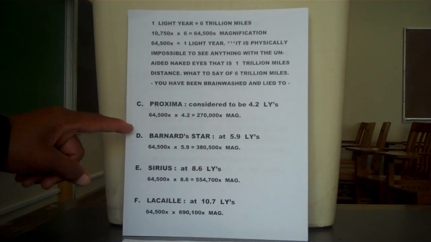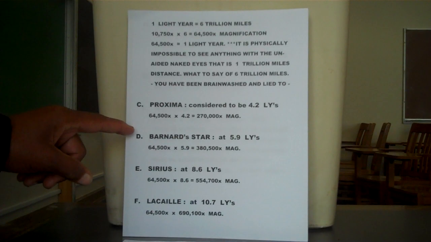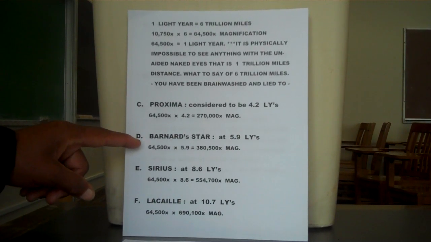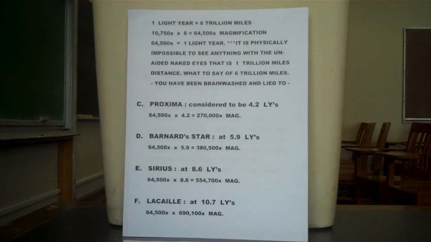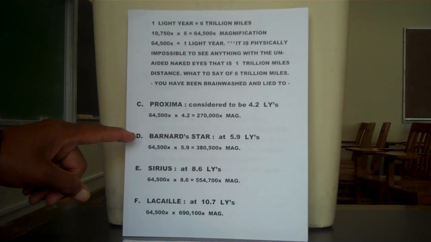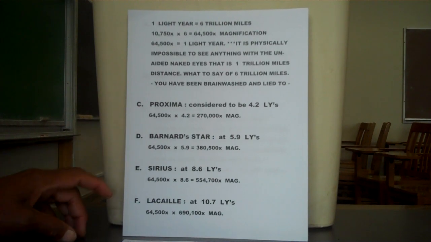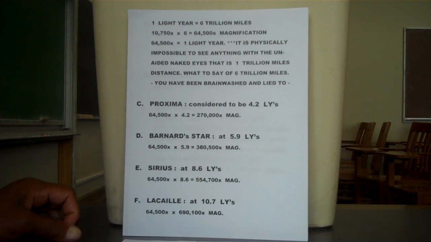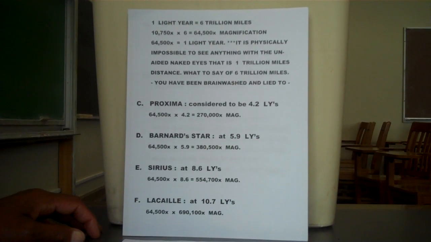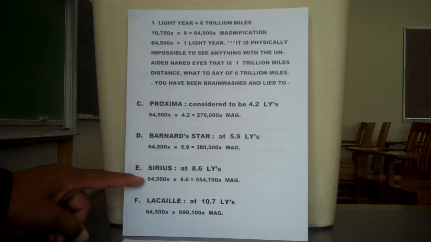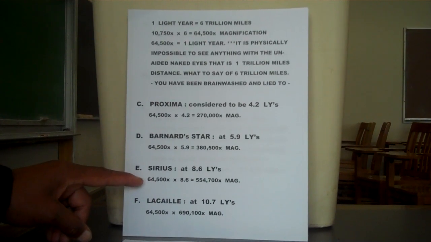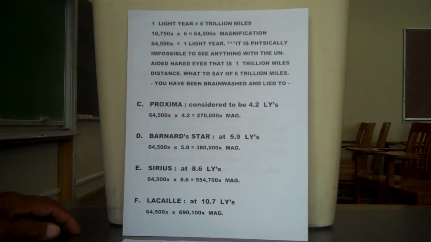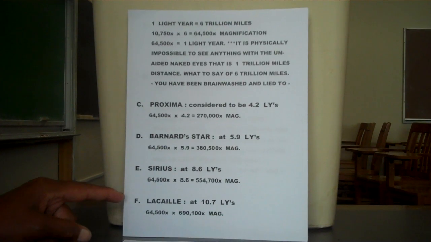Here's D. Barnard's star is considered to be at 5.9 light years, such that 64,500x times 5.9 equals 380,500x magnification. We'll go to E. Sirius is at 8.6 light years in the heliocentric religion universe, such that 64,500x times 8.6 equals 554,700x magnification. We'll go to F.